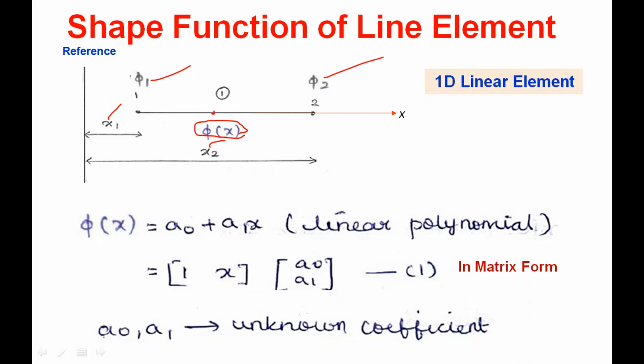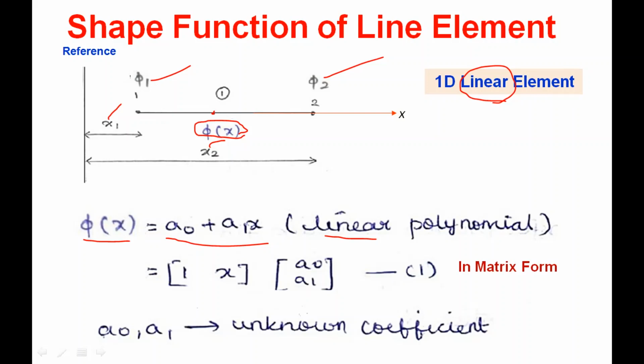So first, pi of x is assumed as a0 plus a1x, that is a linear polynomial we are assuming. In this case we are assuming that the variable pi is changing from node 1 to node 2 linearly. So that is why this element is also called a one-dimensional linear element. So we are assuming that the field variable is changing linearly between these nodal points.